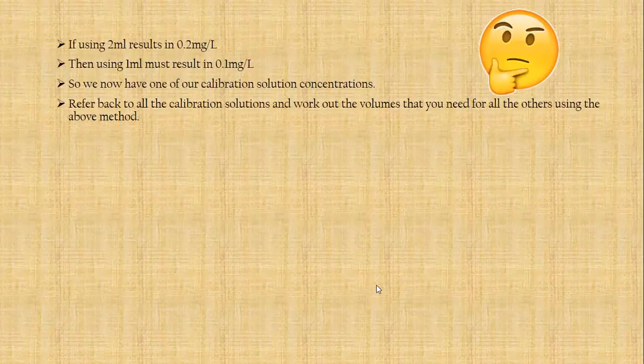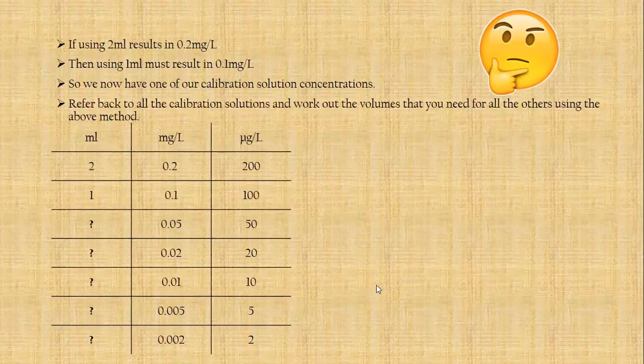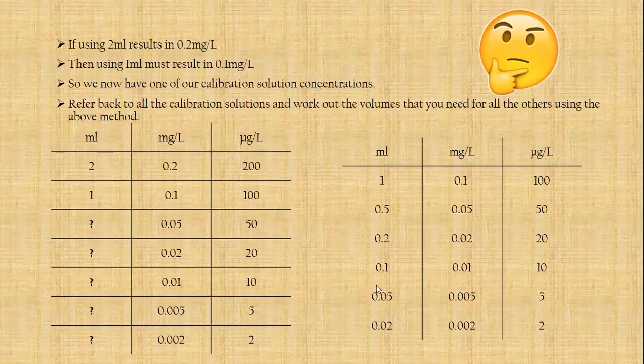If 2 millilitres gives me 0.2 milligrams per litre, then 1 millilitre must give me 0.1 milligrams per litre. So I've done a fill-in-the-blank table, and you can see the trend that's going on. For the millilitres, you just divide by 10 to give you the milligrams per litre. The question marks are fill-in-the-blanks, in case you wanted to have a go. On the right-hand side is the complete table that's full. So I hope this has helped.